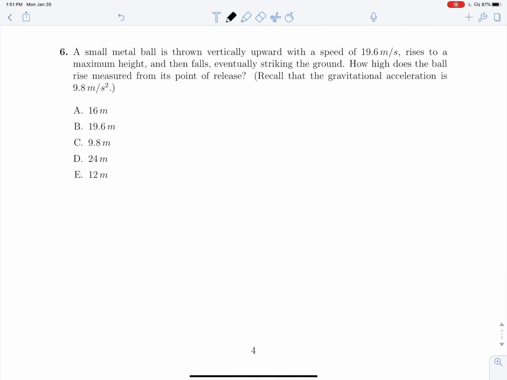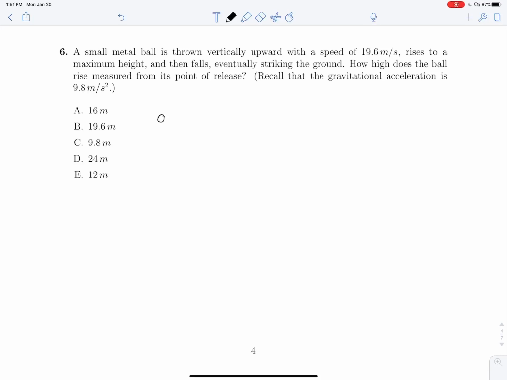Okay, everyone was pretty confused by this question because it's effectively a Physics 172 question. Not really sure why it's coming up here, but let's give it a go. A small metal ball thrown vertically upward with a speed rises to a maximum height, then falls and strikes the ground. How high does the ball rise from its point of release? And gravitational acceleration is 9.8 meters per second squared.